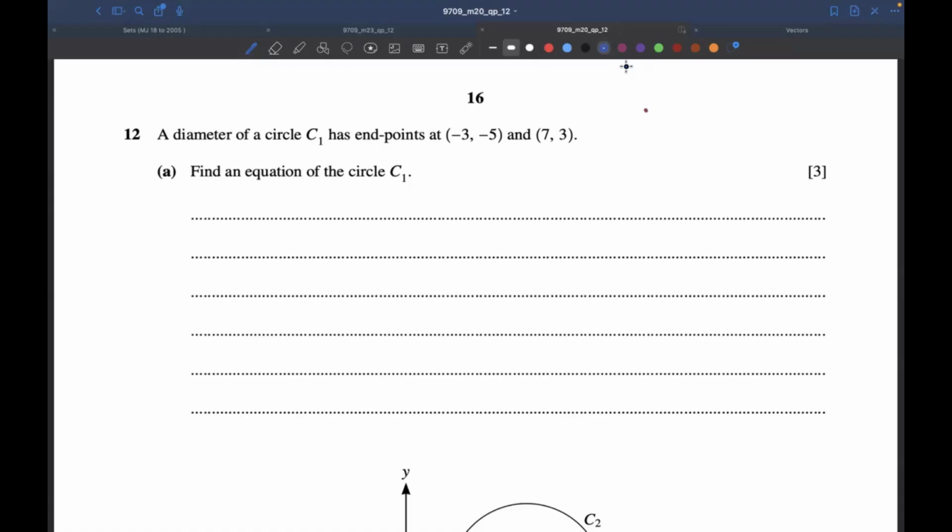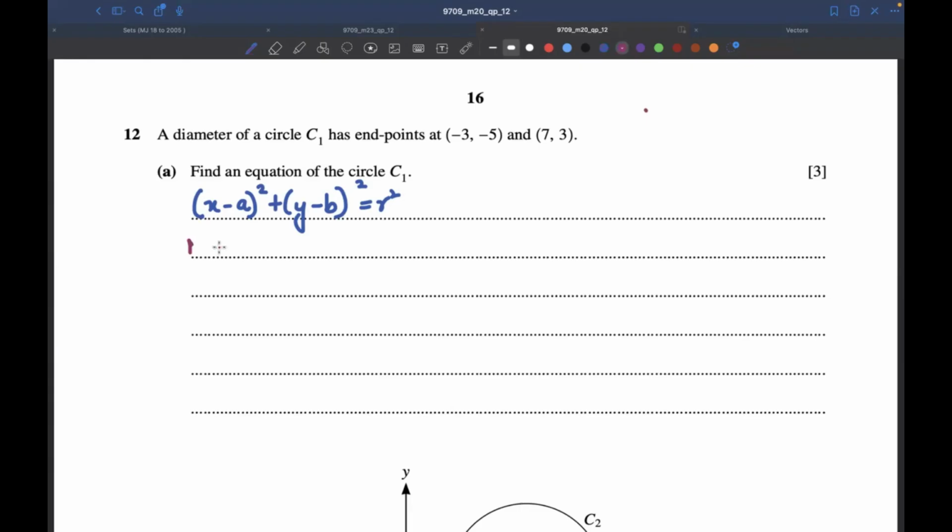In question number 12, a diameter of a circle C1 has endpoints -3, -5, and 7, 3. We have to find the equation of the circle C1. Now we know that the equation of a circle is given by x minus a squared plus y minus b squared equals to r squared, where a and b are the coordinates of the center and r is the radius. Now we have the endpoints of the diameter, which means that the midpoint will be the center.